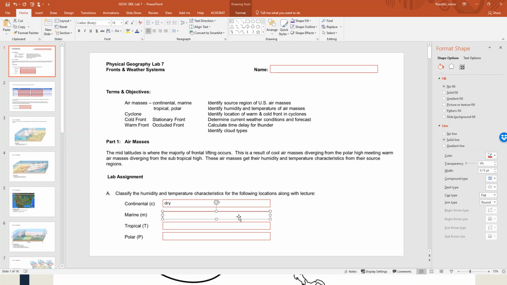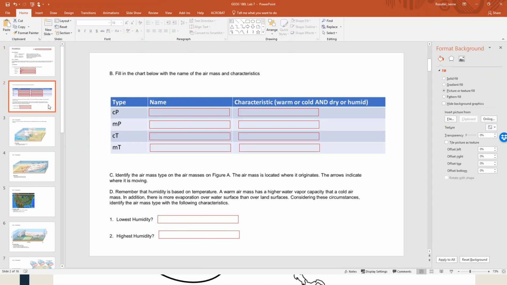Conversely, if we form over a marine location, this air mass is going to be humid or wet. If we form over a tropical location closer to the equator, our air mass is going to be warm. And if we form over a polar location, our air mass is going to be cold. So you should fill those guys in right now.